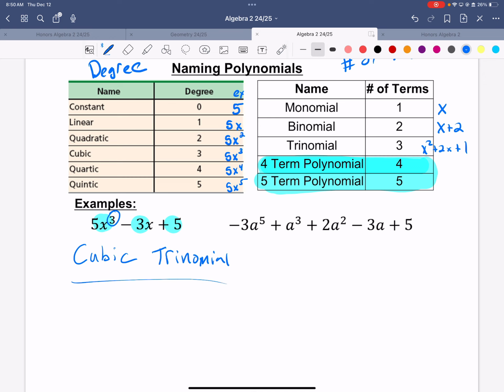That's the name of it. It has a leading coefficient of 5. Its degree is 3. We've got it in standard form. It's got 3 terms. All of those different types of things we could do.